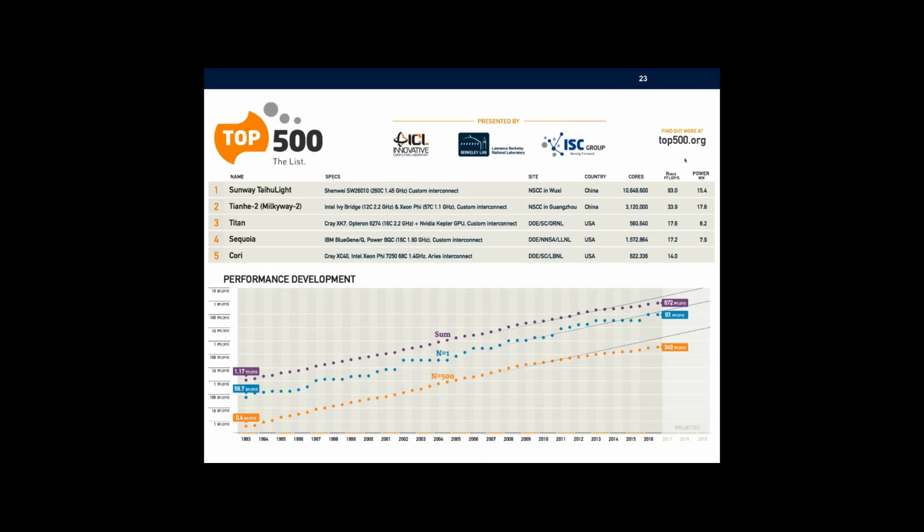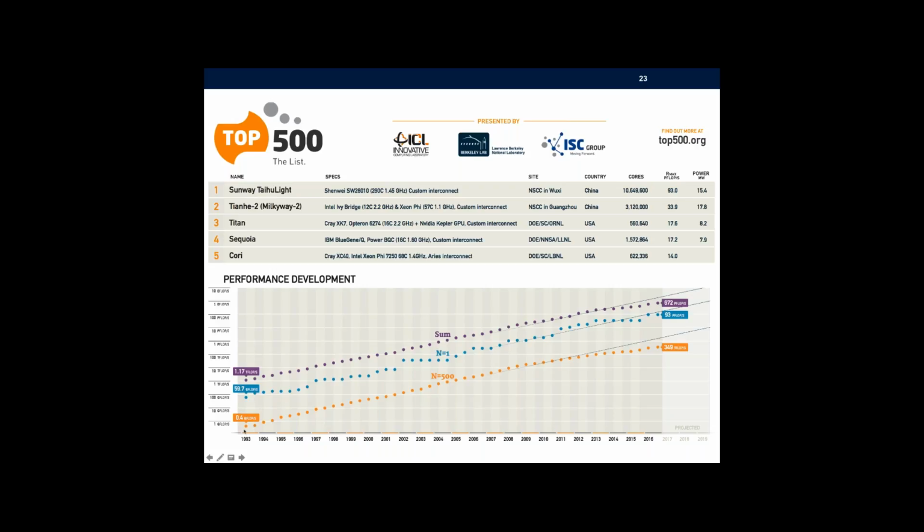And what I want to show here is just look at the number of cores column here. Today we're talking about 10 million cores. So if you want to really get high performance on such a supercomputer, you really need to think about massively parallelizing your computation.